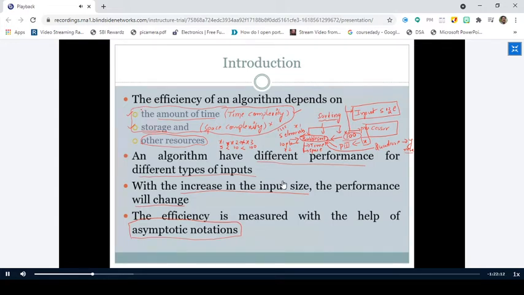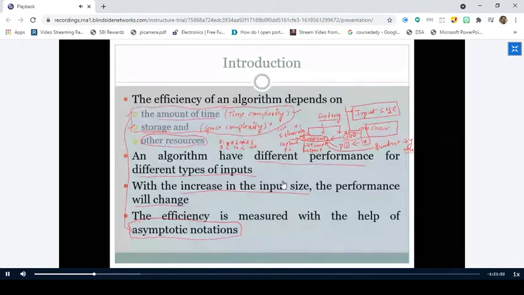They are mathematical notations, and we use them to measure the efficiency of the algorithm. Sir, but why did you say that the efficiency of the algorithm is measured in terms of time complexity and space complexity? So the time complexity is nothing but the asymptotic notation. Asymptotic notations are nothing but the way in which you measure the time complexity, right? So asymptotic notations are used to measure the efficiency of the algorithm, right?